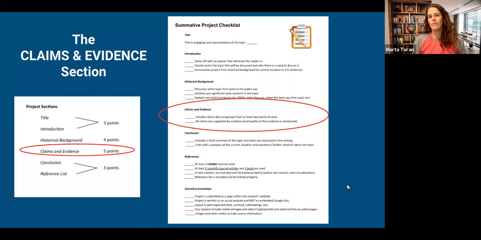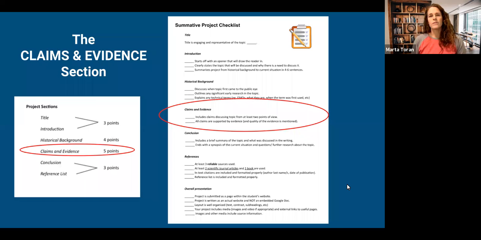So it could be, if you are doing, for example, I will use the example of human cloning as my project. So let's say you're doing human cloning. Let's say that there are about 2 or 3 claims in favor of human cloning that I could find. And then there's another 2 or 3 against human cloning or for a modified version of human cloning. So these are the things that we're going to pick out.